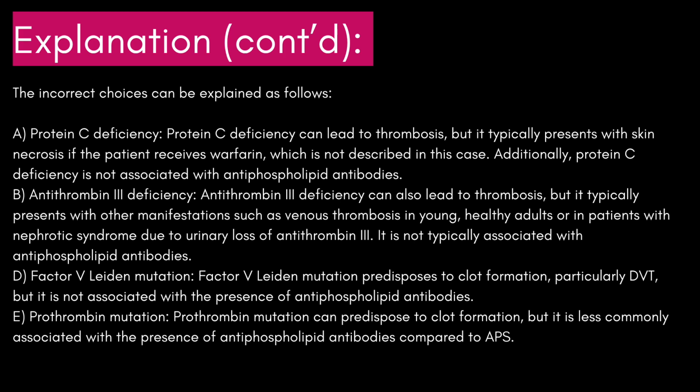D. Factor V Leiden mutation. Factor V Leiden mutation predisposes to clot formation, particularly DVT, but it is not associated with the presence of antiphospholipid antibodies. E. Prothrombin mutation. Prothrombin mutation can predispose to clot formation, but it is less commonly associated with the presence of antiphospholipid antibodies compared to APS.